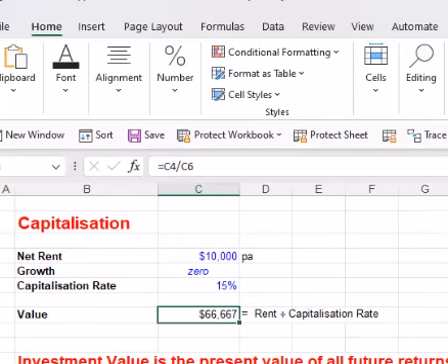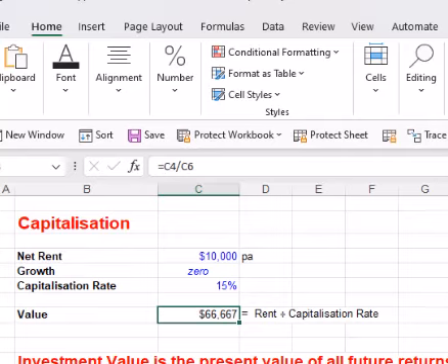That's capitalisation. In theory, the investment value of any asset that is held as an investment, any capital asset as we call them, is the present value of all the future returns. In theory, capitalisation assumes that the net rent, in this case $10,000, is going to continue constantly in perpetuity, forever. And that gives us this $66,000.